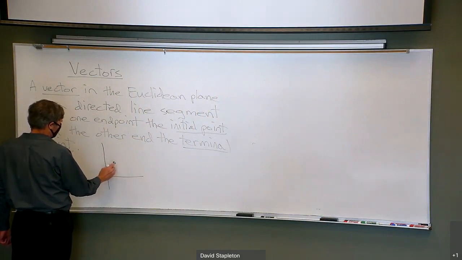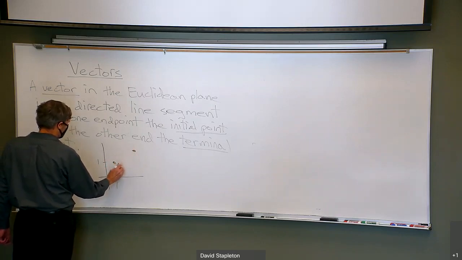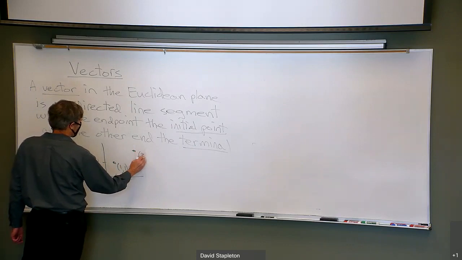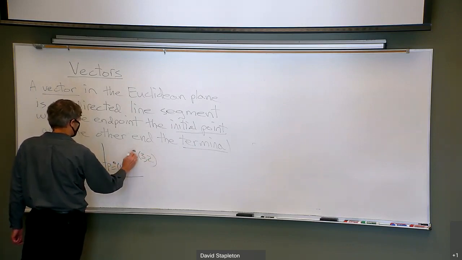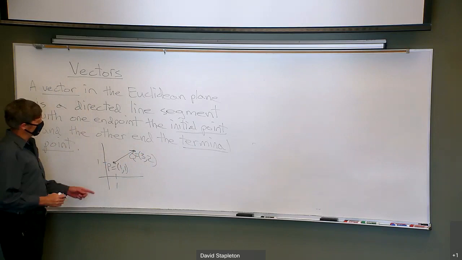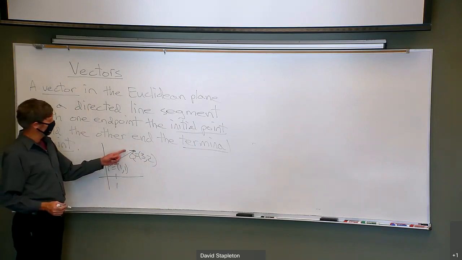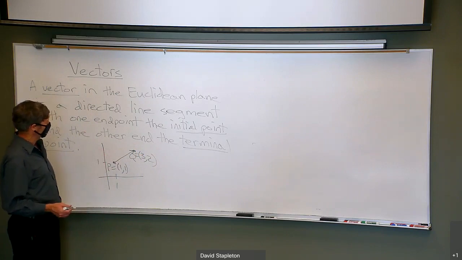And so here's a point, let's say 1, 1, and here's the point 3, 2. I label this one point P, and this one point Q. I can say here's the vector from P to Q. It's just this line segment together with, I'll put an arrowhead on it to indicate this is the initial point, this is the terminal point. That's how we draw vectors, as arrows.